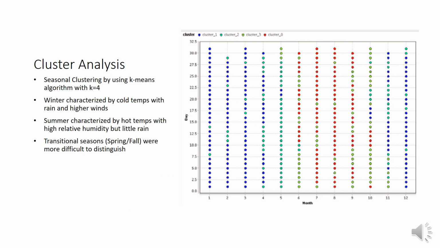The first data mining technique they used was cluster analysis with the k-means algorithm we've been using in class. They specifically did a seasonal clustering analysis. So to do that, they used k equal to 4 so that one cluster group would be created for each of the 4 seasons. The two most obvious clusters that get created are blue for winter and the red cluster for summer. The cluster means characterized winter as having colder temps with more rain and higher winds, versus summer being characterized as having higher temps with higher humidity but less rain.